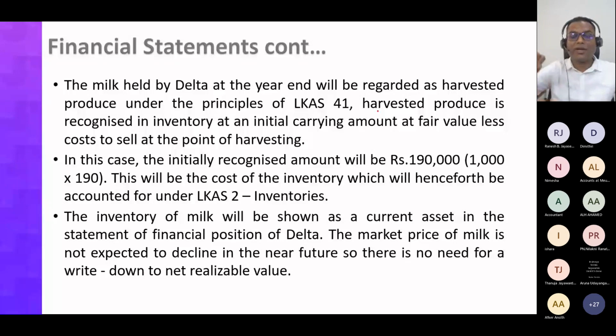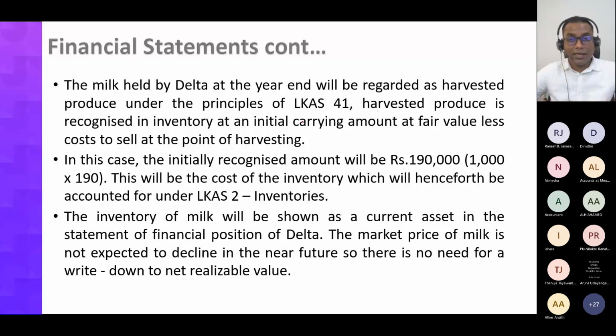After that, you have to apply LKS 2 inventory standard. So the inventory has to be measured at cost or NRV, whichever is lower. Cost is how much? 190,000. Fair value less cost to sell would become the deemed cost of the inventory, 190,000. Then at the year end, what is the net realizable value? As per the question, it was clearly mentioned the selling price has not been changed during the month of March as well as in April. Which means the net realizable value is not less than the cost. So the inventory can be kept at the cost amount of 190,000 rupees.